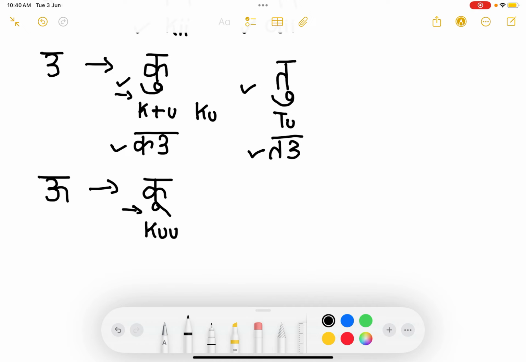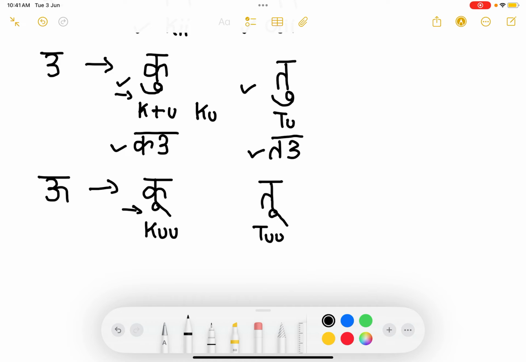Similarly, let's try it with ta. The circle here, tail going down right. This becomes tu, tu. So the previous one was short u, tu, and this is the bada u, tu.